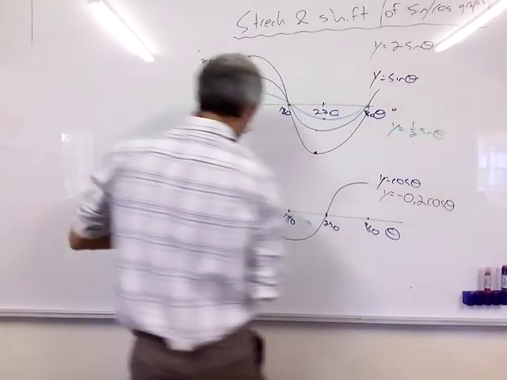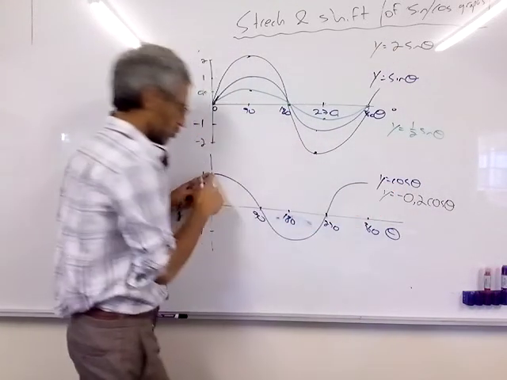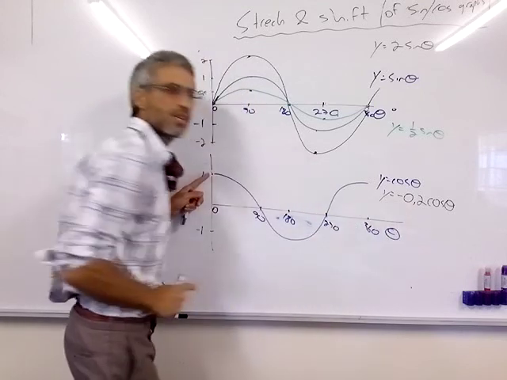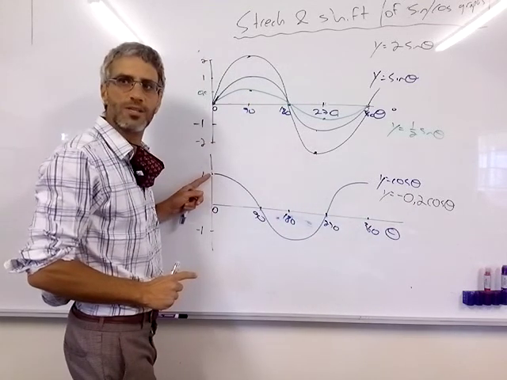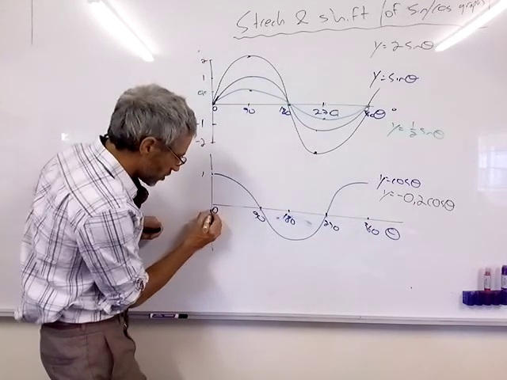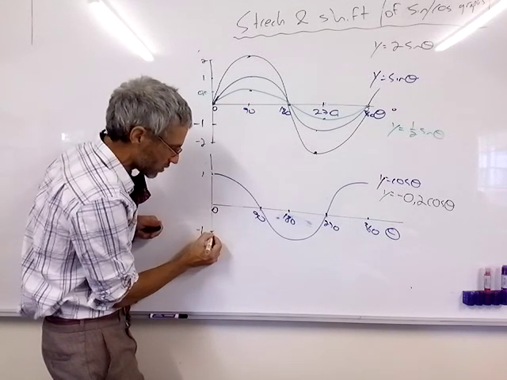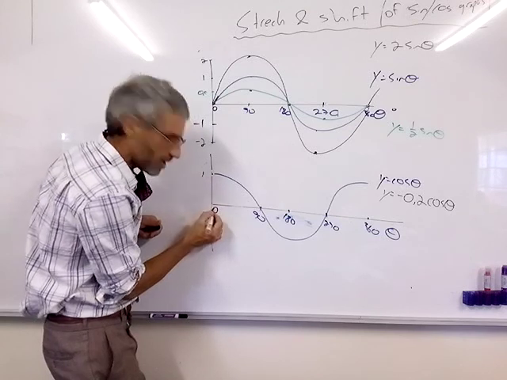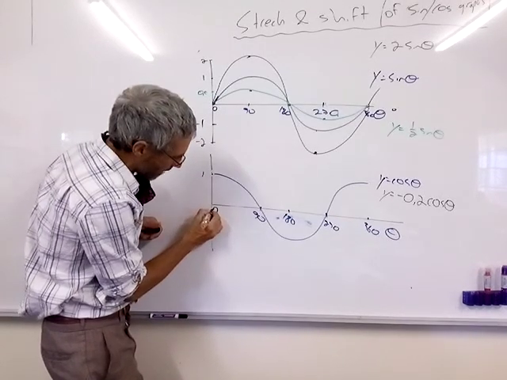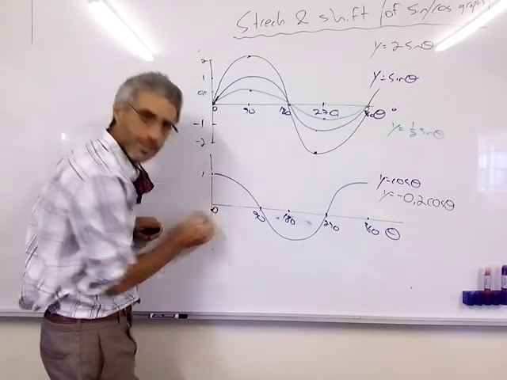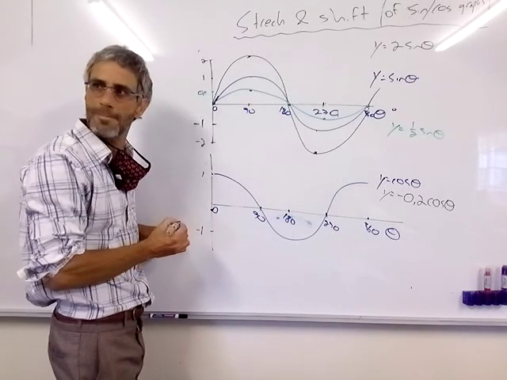So when theta is 0, cosine theta is 1. So then I need to multiply by minus 0.2. So what will be the answer? Minus 0.2, which is like somewhere here. Right? If this is 0, this is 1, minus 1, this is 0.5, this will be roughly minus 0.2. So I'm going to have a point here. This point here went down to here. You happy with that?